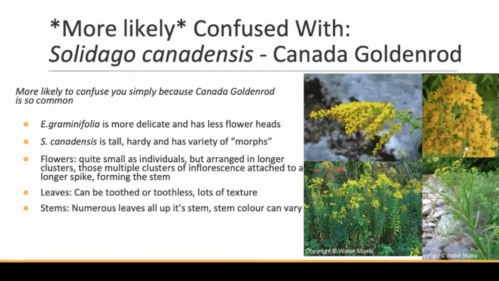The species that you're more likely to come across and be confused by is Canada goldenrod. Canada goldenrod is tall and hardy, but can have a variety of morphs in the leaves and stem. It tends to have more flowers present than grass-leaf goldenrod, and though they are very different, to an untrained eye, goldenrods, just like the asters we will be reviewing in our next slides, look the same. With experience and time, these things will become more apparent, but it also helps to have a keen eye for details.